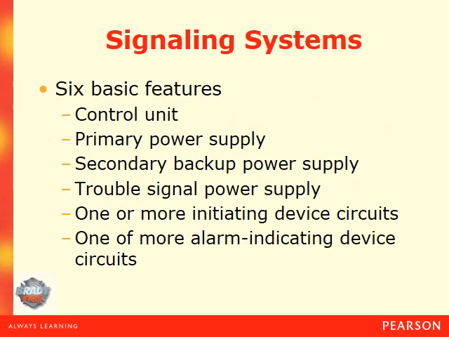There are 6 basic features. They have a control unit, a primary power supply, a backup power supply, a trouble signal power supply, and one or more initiating device circuits, and one or more alarm indicating device circuits. So basically, it has numerous backups in terms of power, it has warning lines, and it has several different methods to activate the system.